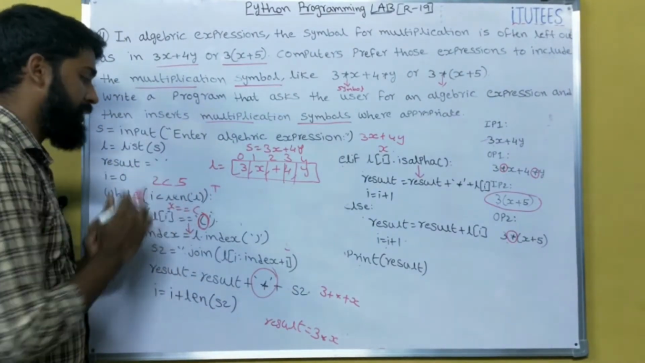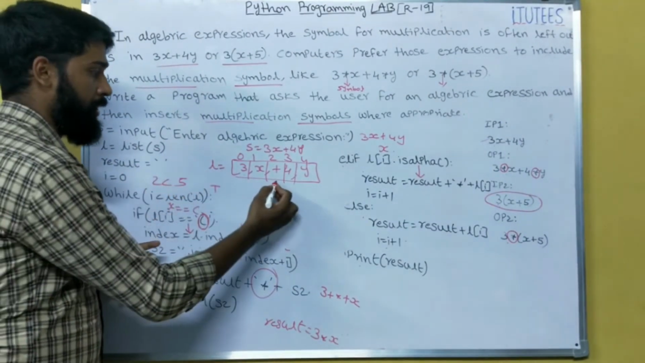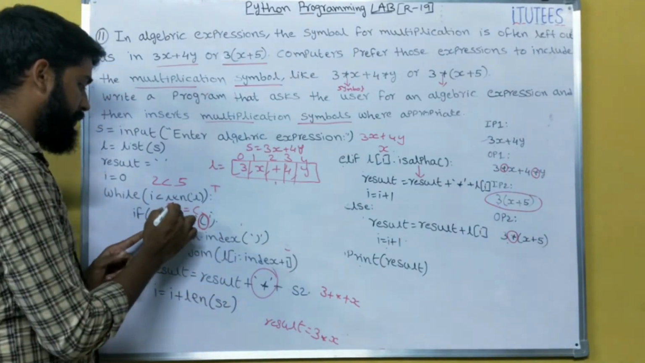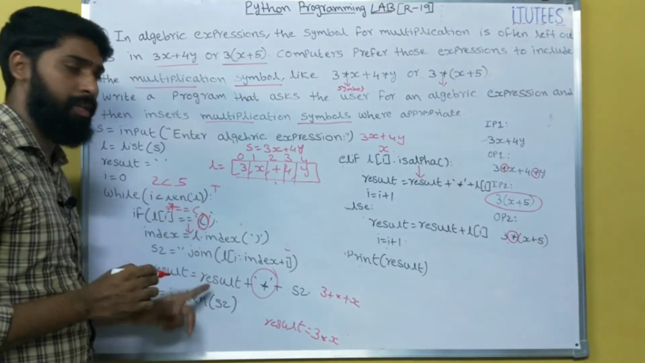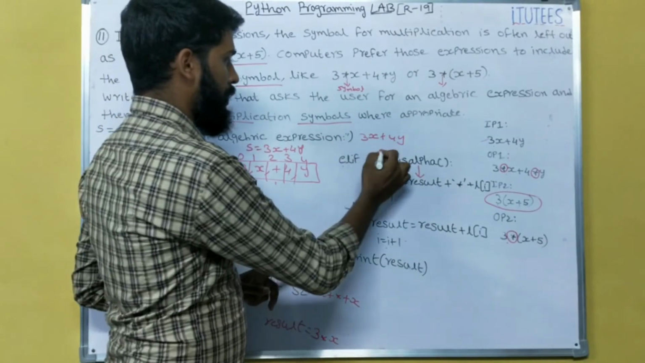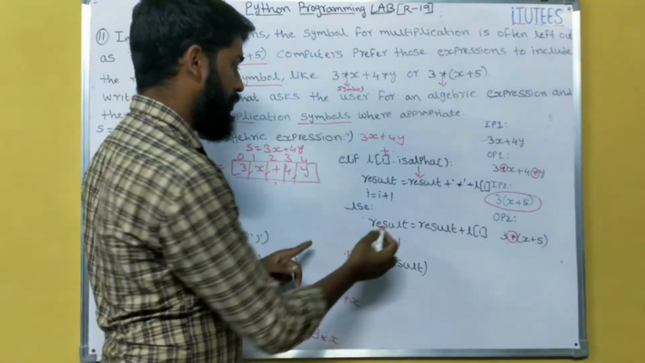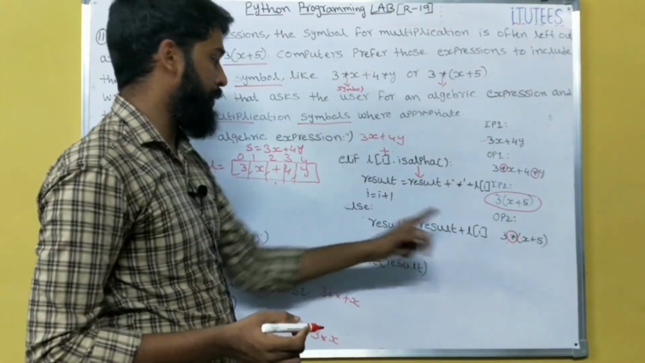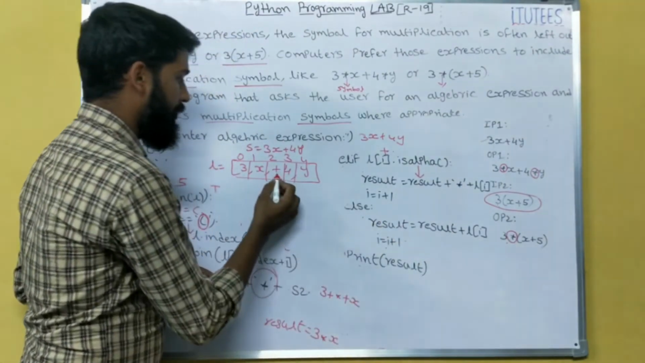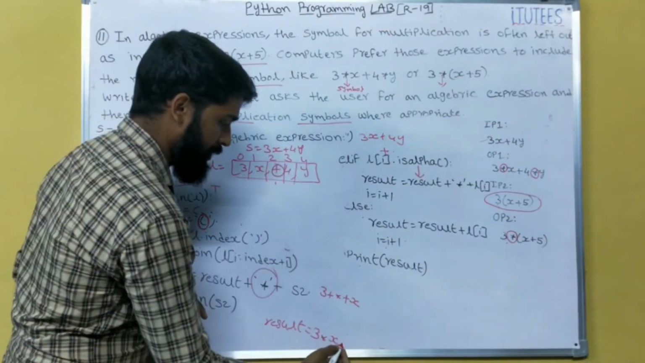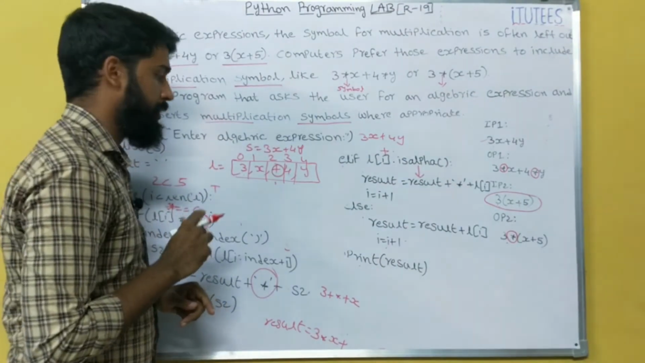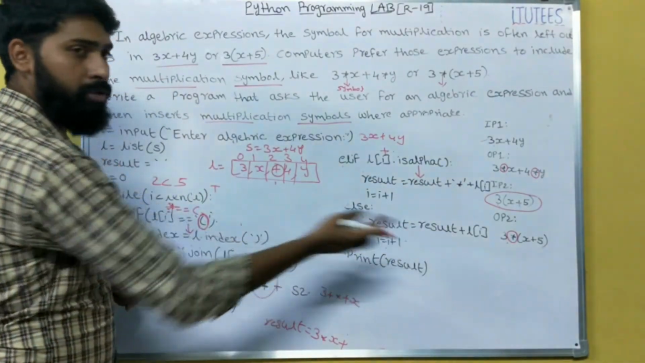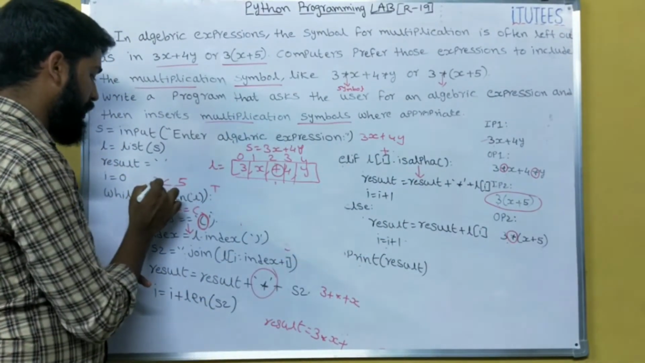Next iteration, 2 less than 5, true. Go to here. What is the L of 2? Plus. Plus equals to bracket? No. Plus is alphabet? No. Go to here. Result equals to result plus L of I. What is the L of I? Plus. So the result plus. That's it. Next iteration, I equals to I plus 1. So I equals to 3.